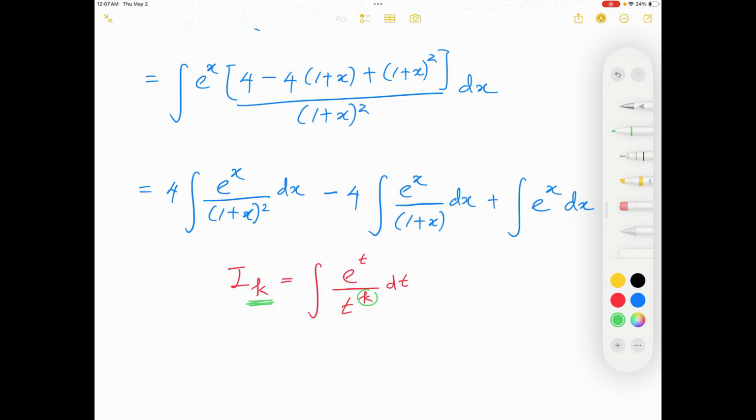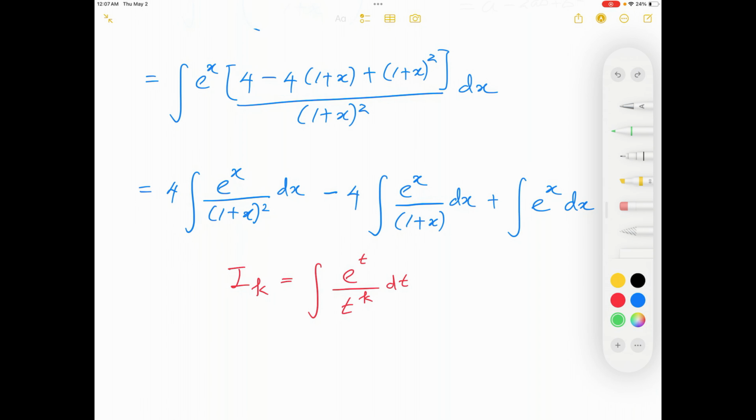That is because t is raised to the kth power. In addition to that, what we have to observe is e raised to the power is t, and that same power is the base in the denominator. If we can see those two characteristics, then we can actually write down these two integrals in terms of I sub k.